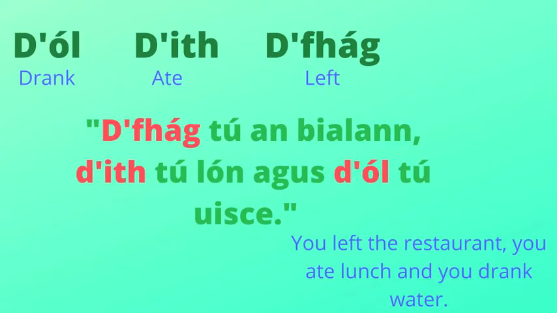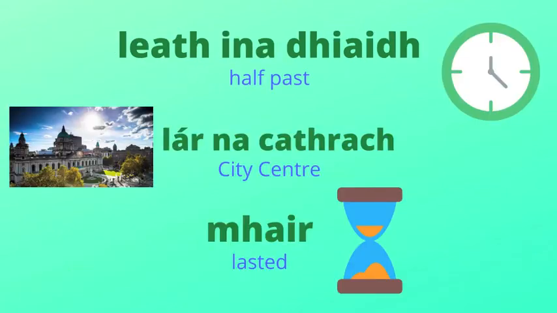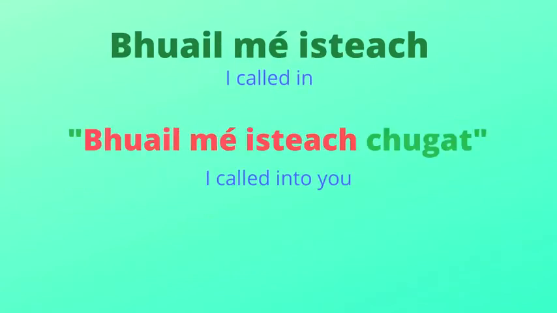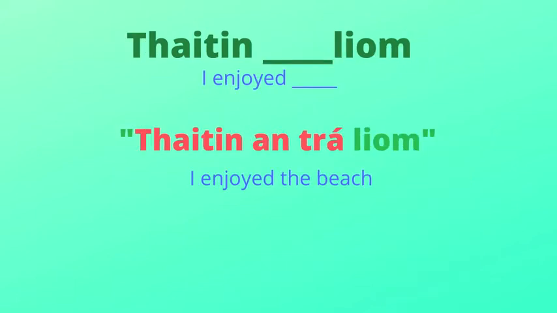Chuaigh, d'ith, d'ól are all verbs in the past tense, and look at the D apostrophe. You can pause there to work through that wee bit. Leathuair tar éis is half past. Lár na cathrach is city centre, and fad is how long something lasts. Bhuail mé isteach is I called in. Bhuail mé isteach chugat, I called in to you, and we saw chugat in a previous week.